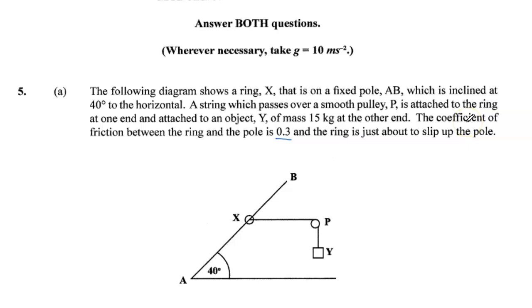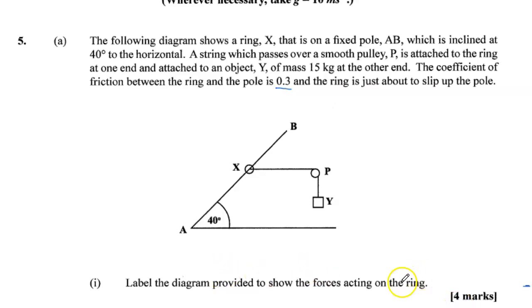So the ring is not yet moving, so we assume we have a limiting equilibrium situation here. The object is in equilibrium since the ring is not moving, at least not yet. Let's look at the forces in place. We're asked to label the diagram provided to show the forces acting on the ring. Before we go to the ring, let's look at what's happening at Y.